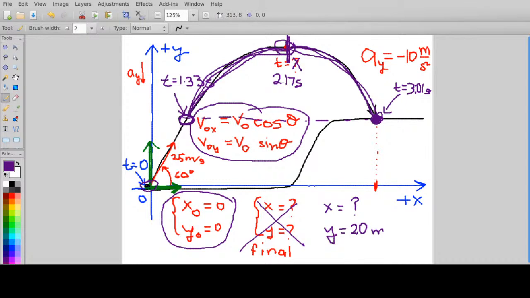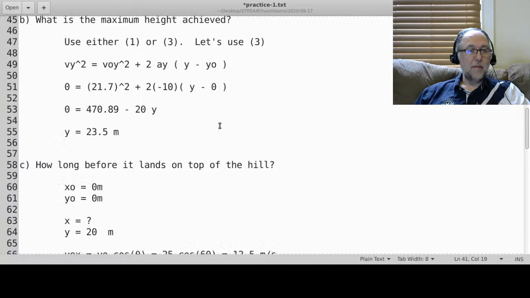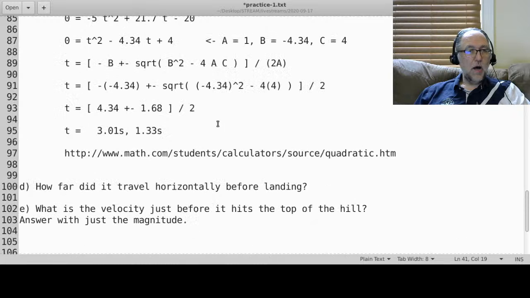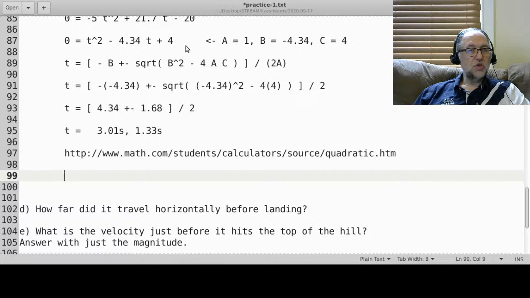And now I've made a total mess of the diagram, but that's okay. We're done with it, okay? So let's switch back here to this. And so there's another thing. This isn't part of the problem. The answer we want is going to be the 3.01 seconds. But let me just show you something else I did.